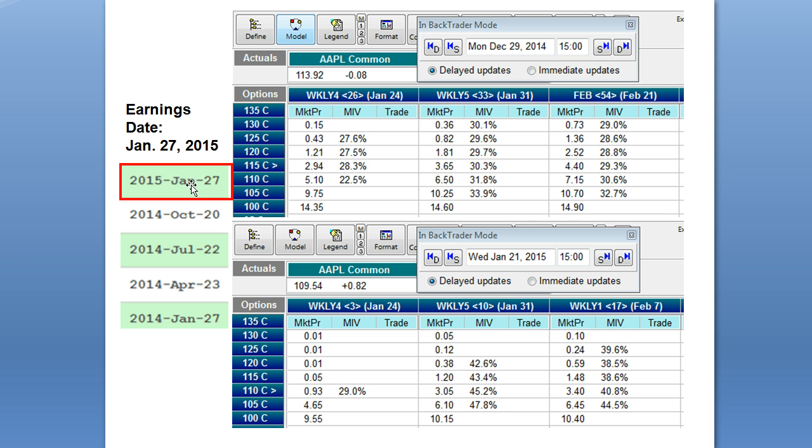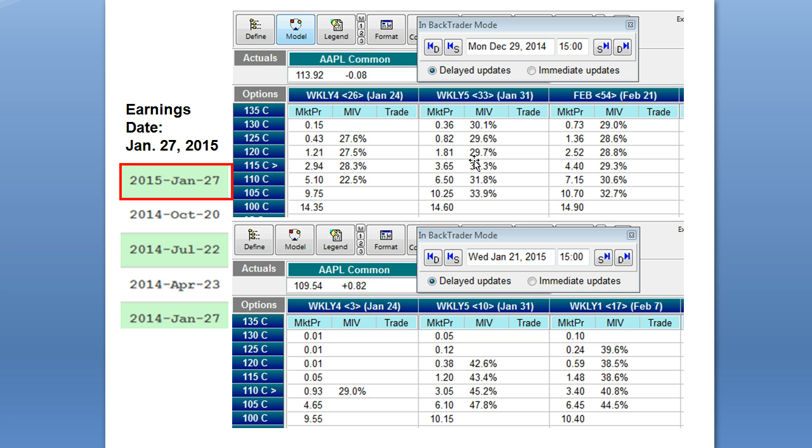If we go back a month beforehand to December 29th, okay, a month ahead of time, look at this. The expiration dates of these months are January 24th and January 31st. So this front one will not be affected by earnings. This one will be affected by earnings.